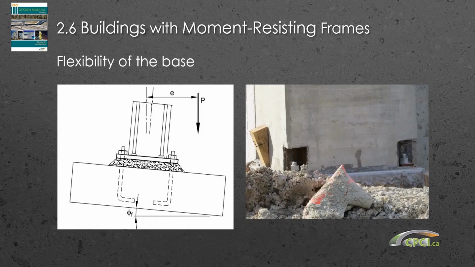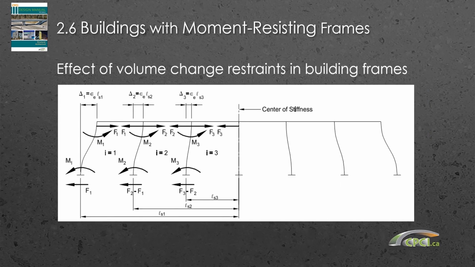So there's a really good resource and example and graph in the CPCI design manual showing how to deal with flexibility of footings and fixity at the base of columns and cantilevered columns. That's a very good engineering resource. And then also some examples showing, if you have a moment frame, just how large the moments and shears are that can be developed as your frame gets larger.